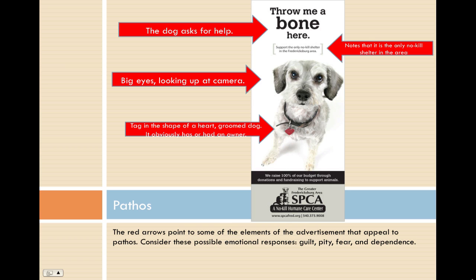So that makes the pathos a little bit more complicated, because we're not just talking about stray dogs going to the SPCA, but we're talking about someone's pet getting lost, perhaps, and going to the SPCA, which is a no-kill shelter. So again, maybe playing on the fear of a pet owner, the idea that maybe your pet would go to a kill shelter if the SPCA weren't funded properly and weren't allowed to exist.